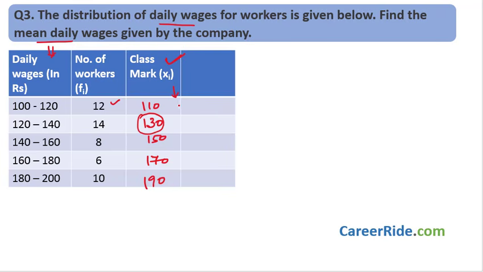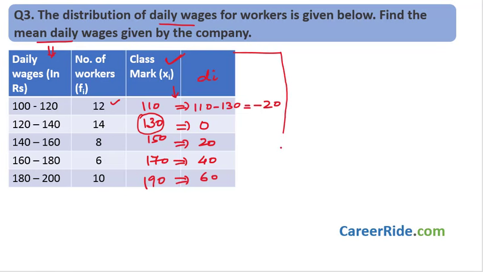So what do I have to do next? 110 minus 130. So what does this give me? This is equal to minus 20. From here, 130 minus 130 is 0. 150 minus 130 is 20. This is 40. This is 190 minus 130, this is 60. This is the value of my di. We have seen this in the previous slide.